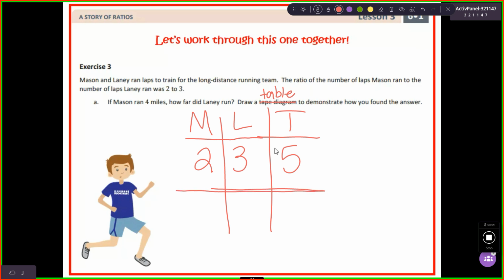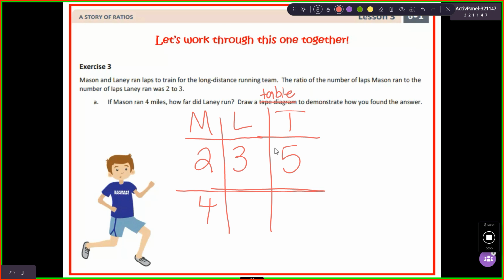Mason ran what? 4 miles. How far did Laney run? What do I need to do? Okay, it's either multiply or divide. Do we know yet? Nope. Let's look at our numbers.